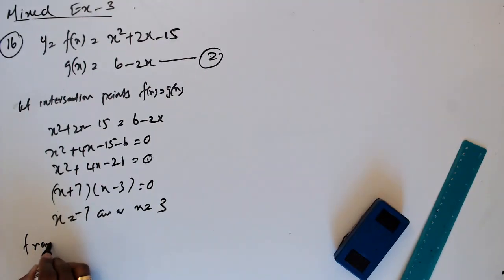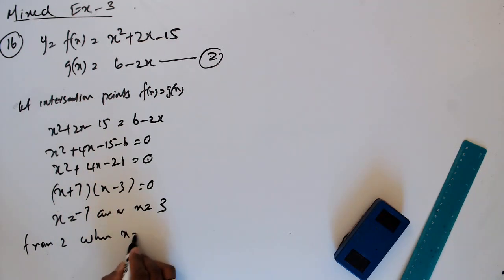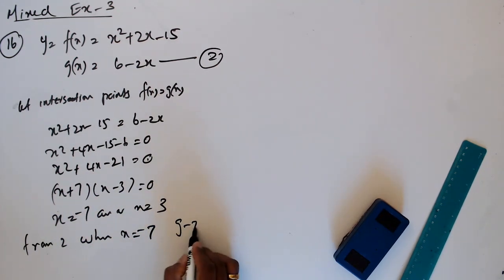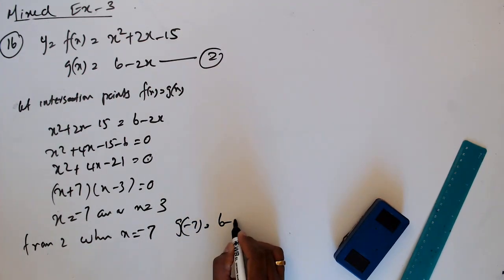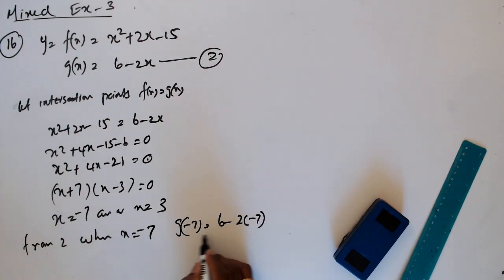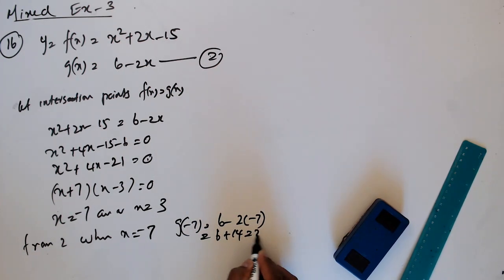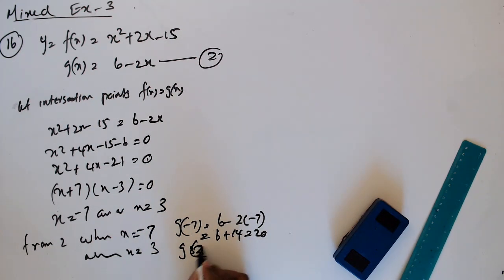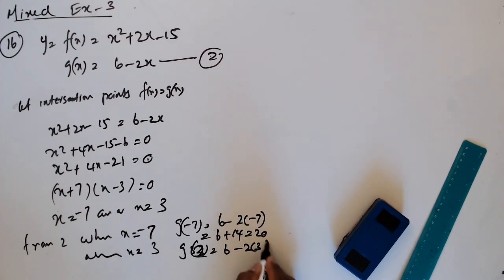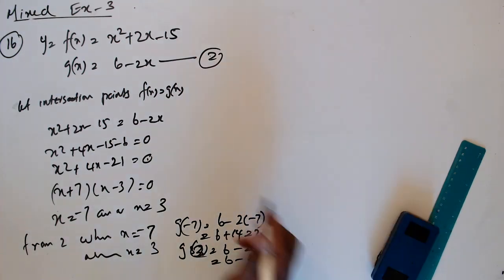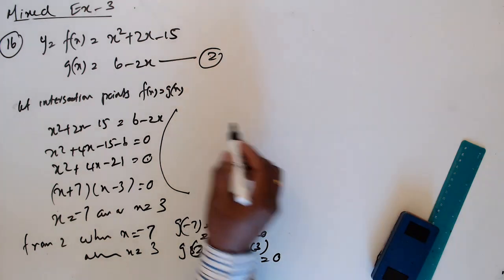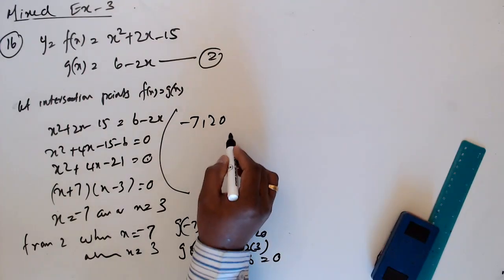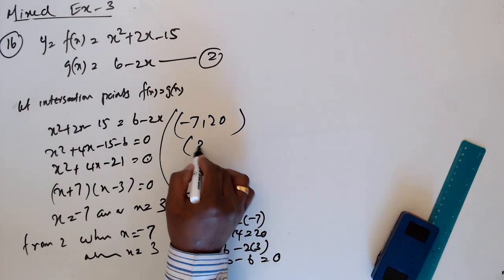From g(x) equals 6 minus 2x, when x equals minus 7, g(minus 7) equals 6 minus 2 times minus 7, 6 plus 14, 20. When x equals 3, g(3) equals 6 minus 2 times 3, 6 minus 6 is 0. So the two intersection points are minus 7, 20 and 3, 0.